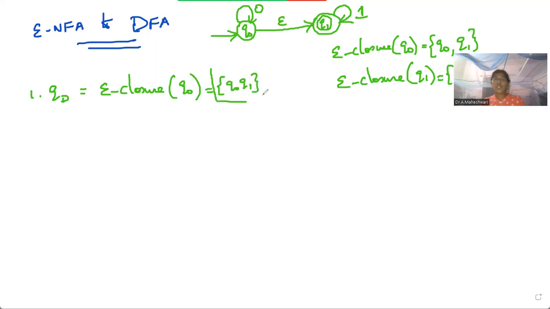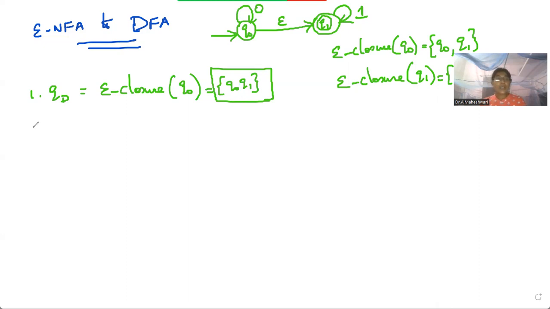This is one new state. From this state only, we start our transition mapping. Okay, NFA to DFA also, we start from the initial state. Here we directly start the problem. For the transition mapping, you calculate the E closure of Q0. That is the state you have to start from. This is the initial state of the DFA.